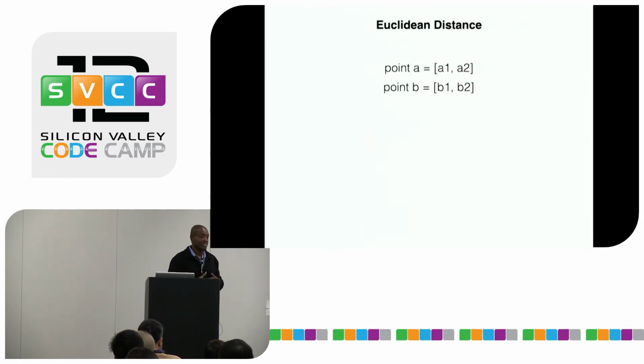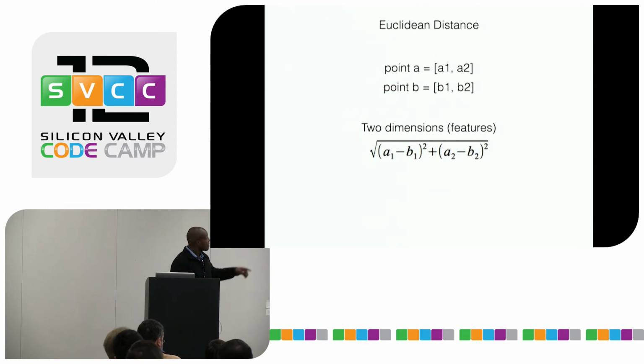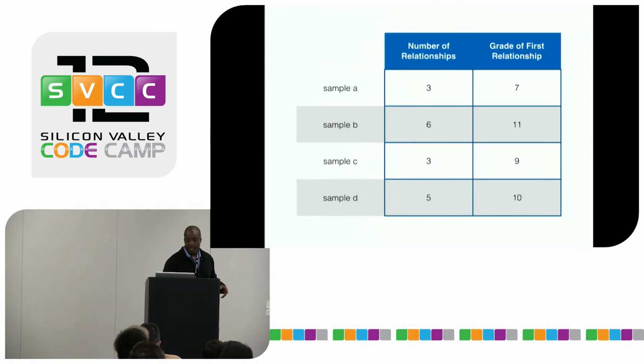But first, let's talk about what distance is. It's just basic geometry. You have the first one, A1 minus B1 squared, A2 minus B2 squared. Don't worry about any of this, but I just want to give you a sense of when we say distance, because when you talk about high dimensions, it could be way out there. Let's say this is some data here, the number of relationships pulled from the same study, and the greater first relationship.